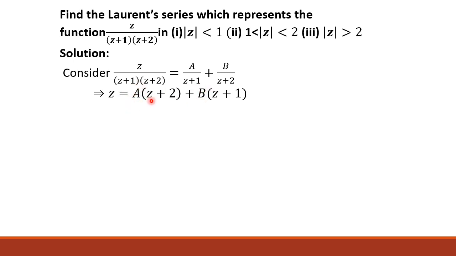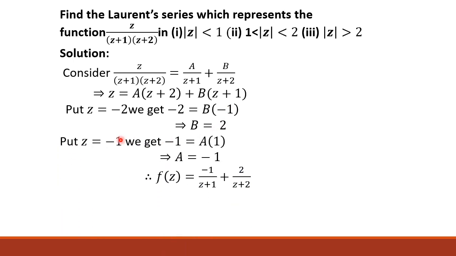For that, we set the values of z that make any one term 0. If we give z as minus 2, the first term becomes 0, and if we give z as minus 1, the second term becomes 0. So we set z as minus 2 first. The left side becomes minus 2 and on the right side we get only the term b into (minus 2 plus 1), that is minus 1. Now minus minus cancel, we get the value of b as 2.